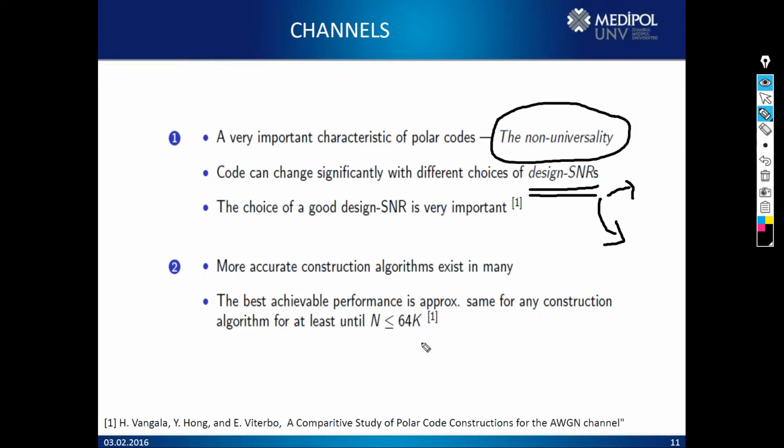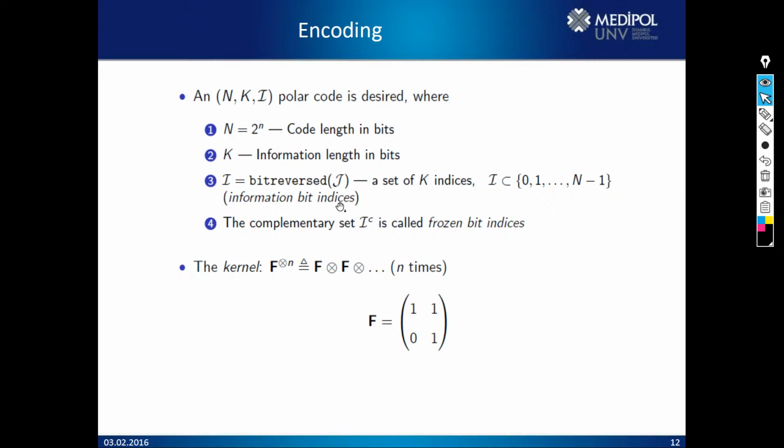N is equal to 2 to the power n, the code length in bits, k is the information length in bits, and I you take as the complement of J, using the MATLAB function bit reversed. It is a set of k indices where you transmit information, which we call information bit indices. The complementary set is called frozen bits. This J, the complementary set, is the frozen bits.